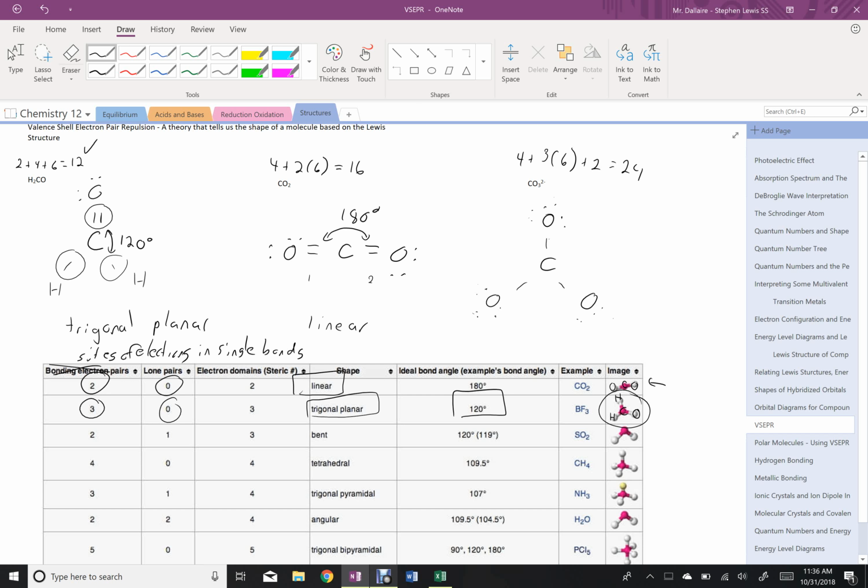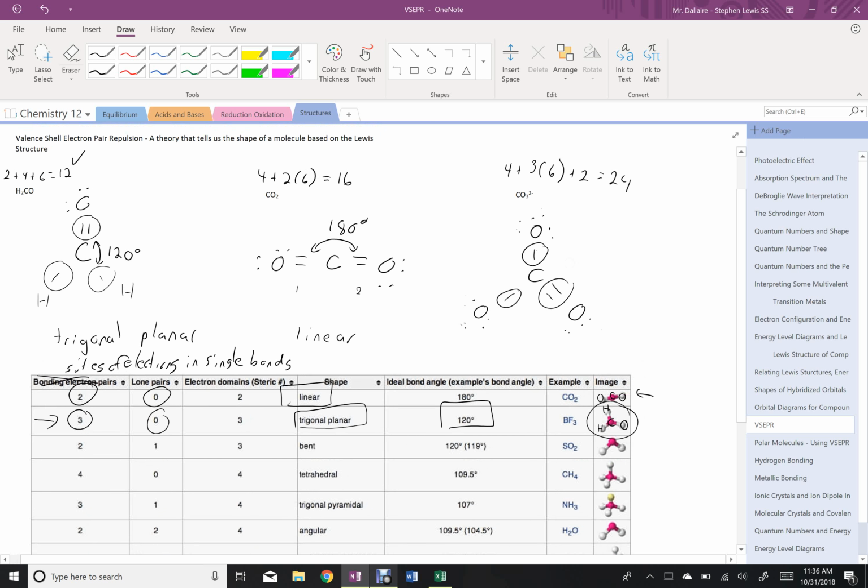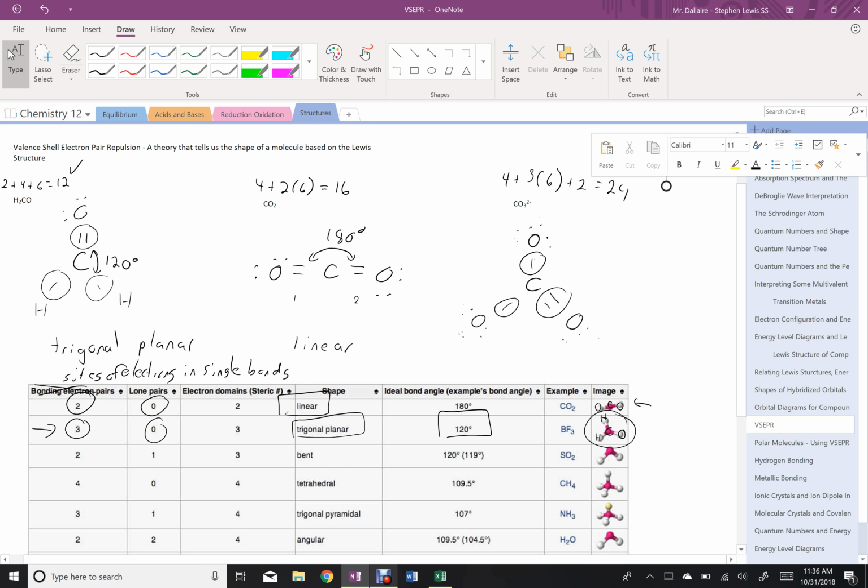The choice of where I put this double bond is arbitrary. I just happen to choose that one. And now I can see I have 1, 2, 3 sites for electrons, no lone electron pairs. So I'm dealing with this chart again, and this is another trigonal planar with bond angles of 120 degrees. I think I better do a quick example here that I wasn't planning on because I don't have any of these ones that have lone electron pairs.